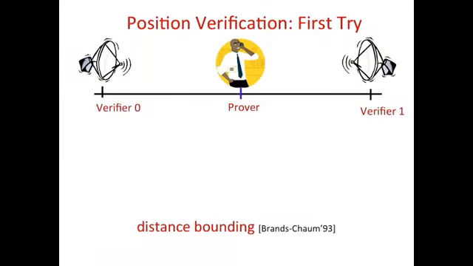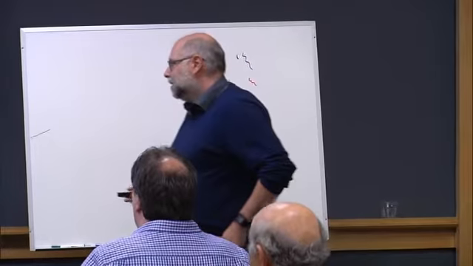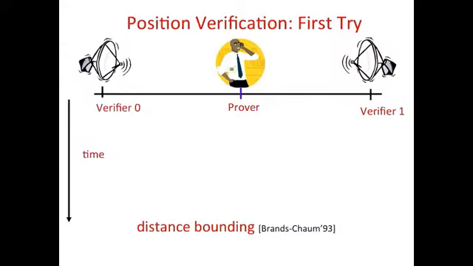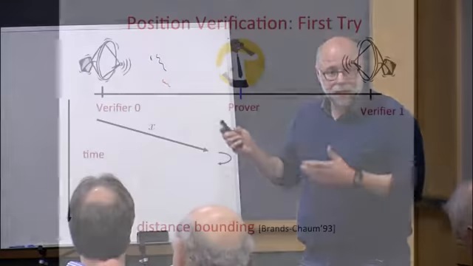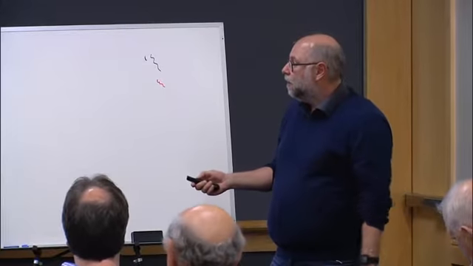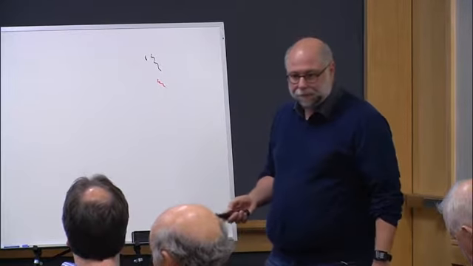So let's try a classical scheme from the 90s. It's called distance bounding, and it works as follows. Time flows from top to bottom. Now imagine that the verifier sends a string X to the prover, to the claimed location, and the prover, upon receiving it, immediately returns this message back to the verifier. And of course, when you time how long that takes, because of the speed of light assumption, that gives you an upper bound on how far away the prover is from the verifier.